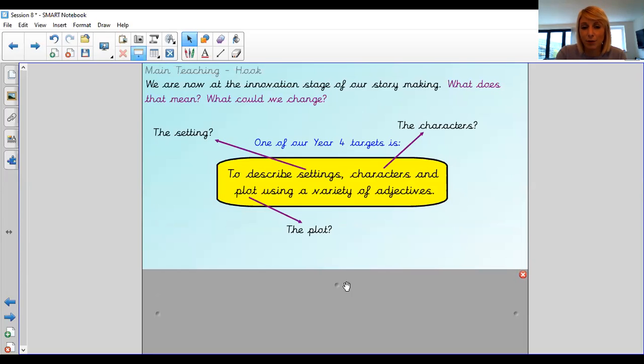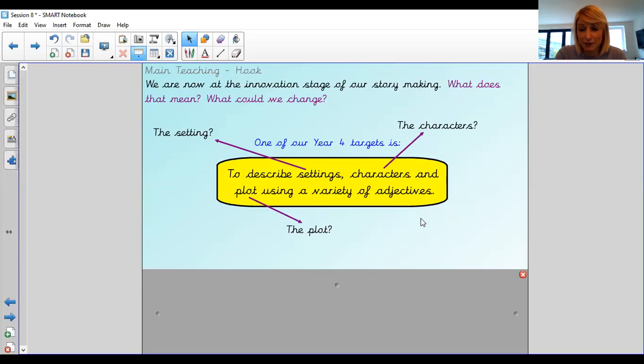So settings, characters, and plot. Those are all things that we could innovate in our stories, okay? The setting would be where the story is set. Now, that's going to be tricky with Escape from Pompeii. It's going to be hard to change the setting when we're talking about Mount Vesuvius, but we'll look at that, because maybe we could find other mountains around the world, or volcanoes.